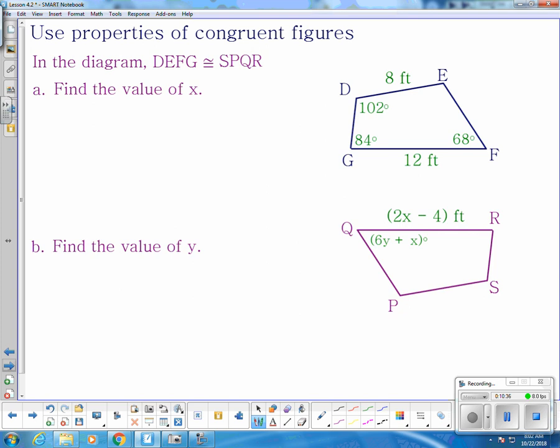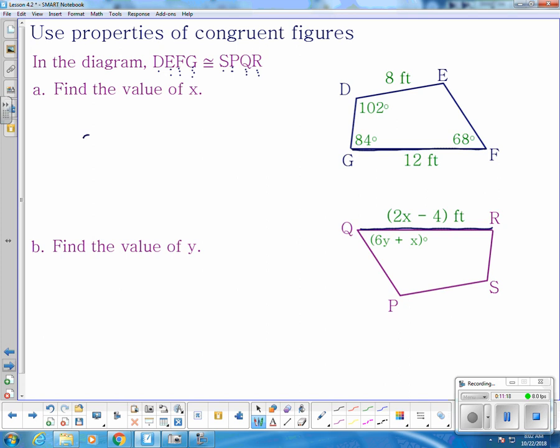All right. In the diagram, DEFG is congruent to SPQR. So notice D is corresponding to S, E is corresponding to P, F is corresponding to Q, and G and R. Okay? Find the value of X. So 2x minus 4 is side QR. What side in the other figure corresponds to side QR? FG. So those two sides are equal.